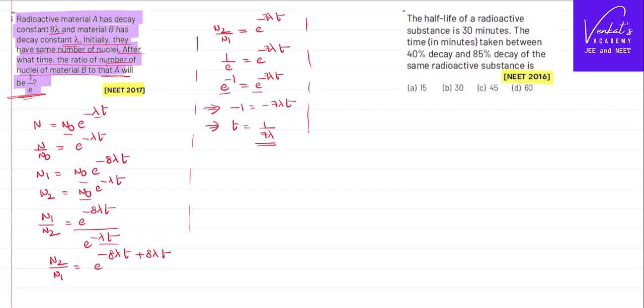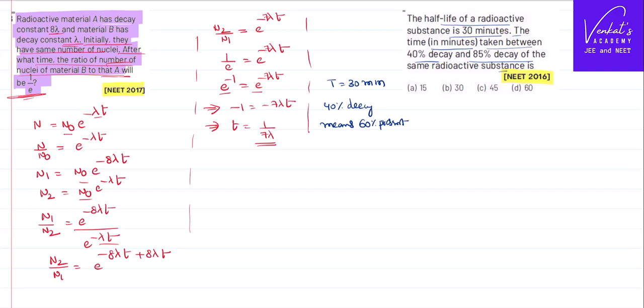Let's have a look at the second question. The half-life of a radioactive substance is 30 minutes. It was given that half-life T is 30 minutes. The answer is also in minutes, so I need not make any conversion. Find the time taken between 40% decay to 85% decay. The first thing you need to understand is that 40% decay means 60% is present. The remaining 40% has gone into a decay state.